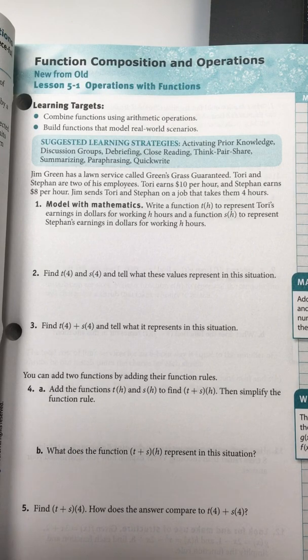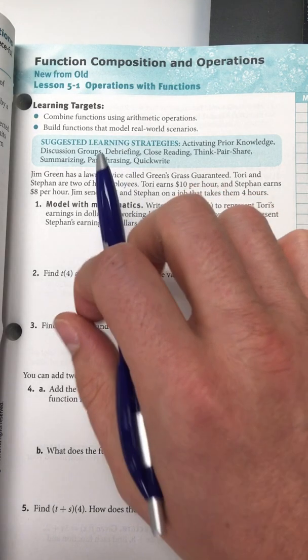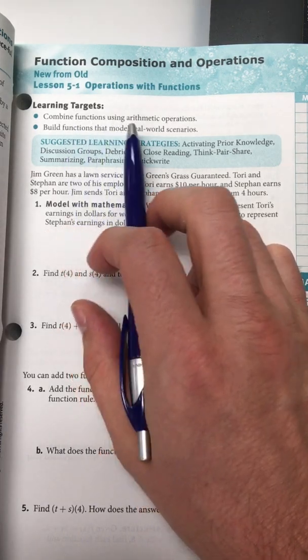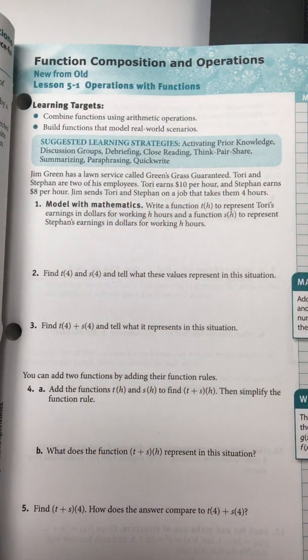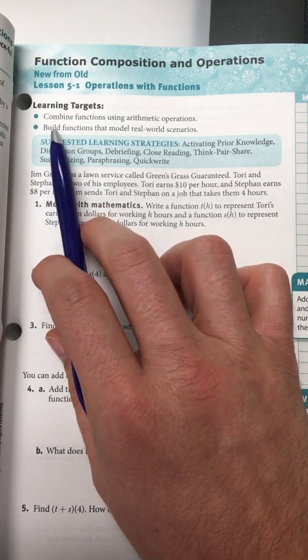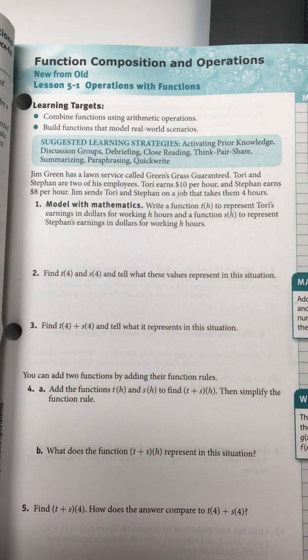All right, before we start our notes, you will need your Springboard book. This is page 73 in your Springboard book, page 73. Today we're going to be combining functions using arithmetic operations. That just means adding, subtracting, multiplying, and dividing functions. And before we do that, we're going to be building functions that model real-world scenarios.